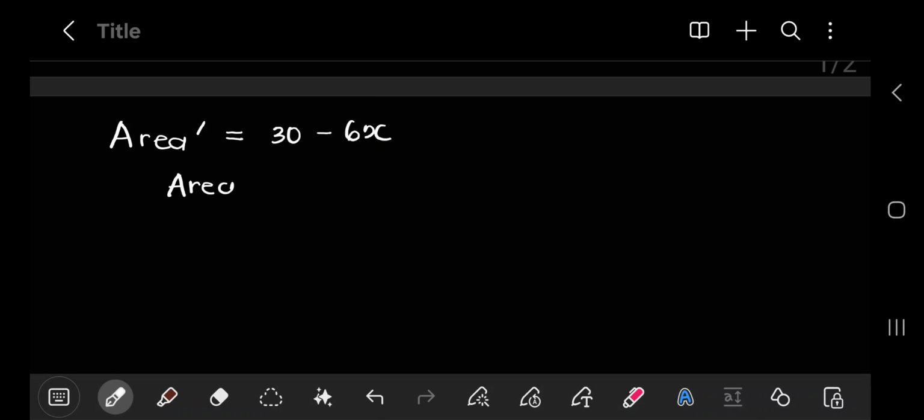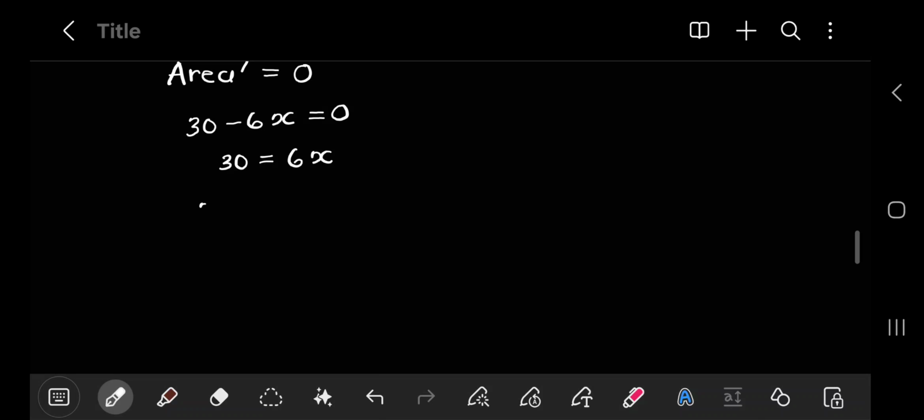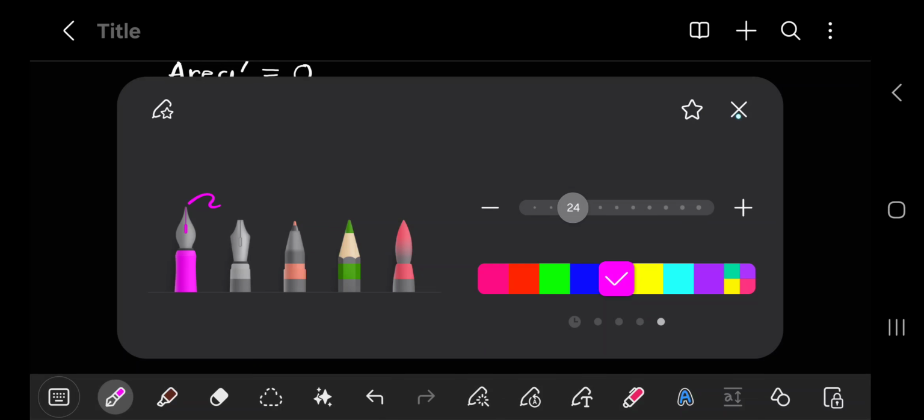Let's now take this first derivative and equate it to 0. So we're going to have area prime equals 0. I'll actually take the minus 6x to the right so it becomes positive. Divide throughout by 6, we get x as 5 meters. So that is our first answer.